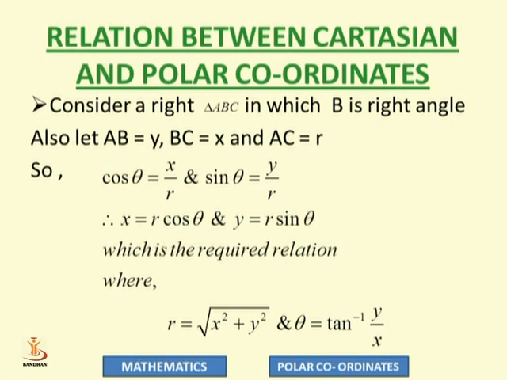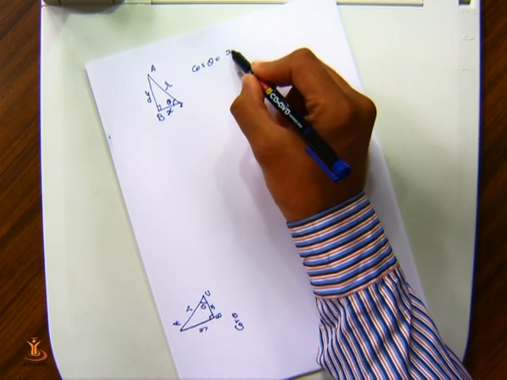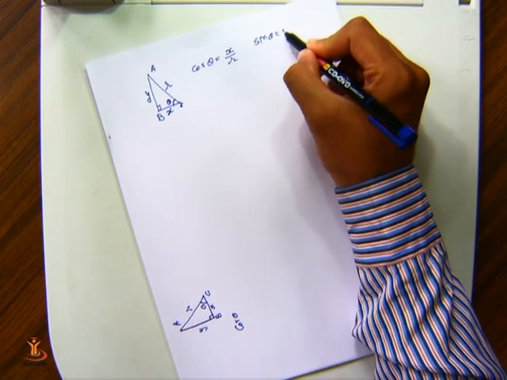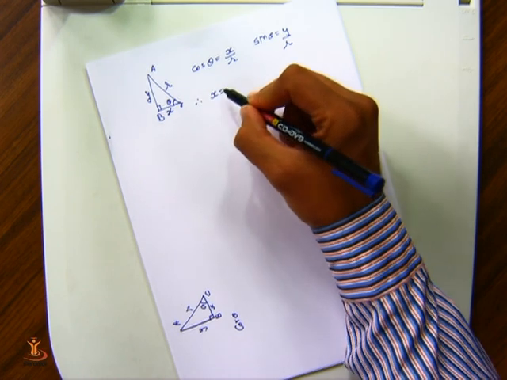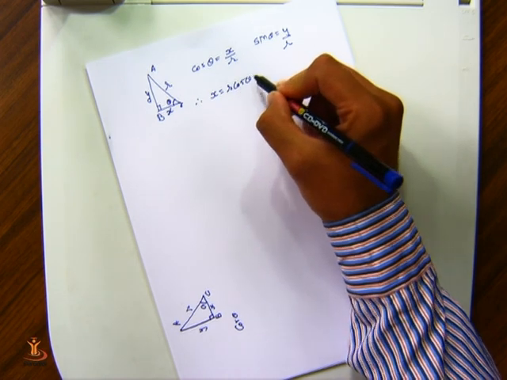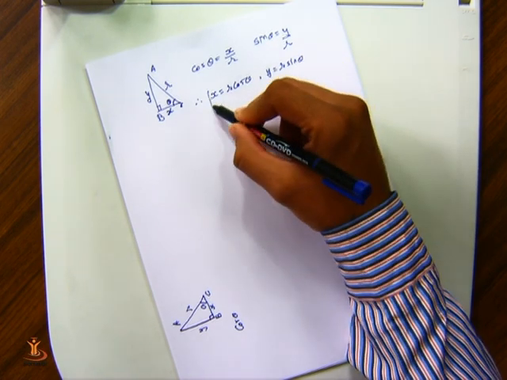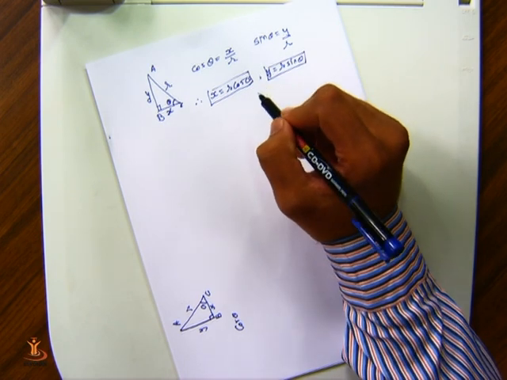So, according to Pythagoras and trigonometry, let us define cosine theta first. Cosine theta is equal to x upon r. Sine theta is equal to y upon r. So the basic relationship we can settle on is x equals r cos theta, y equals r sin theta. This is the basic relationship between the Cartesian and the polar coordinates.